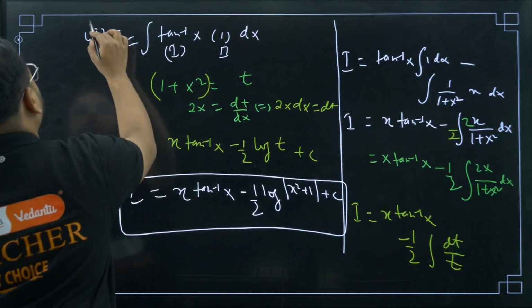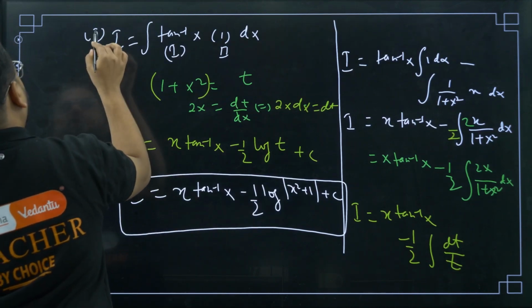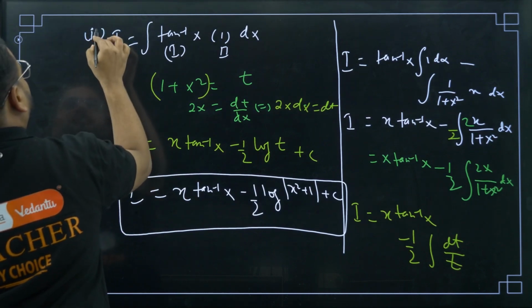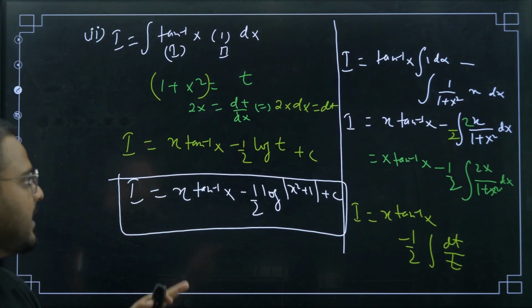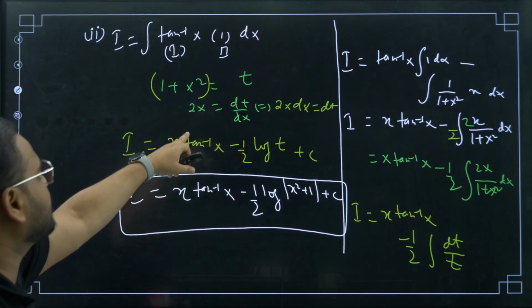I'll just make sure that it's visible for you. This is my part 2. This question has 2 parts, right? Part number 2, have a look. So they gave tan inverse x integration, right? I took it as 2 parts. First part as tan inverse of x, second part as 1, integrated by using by parts.